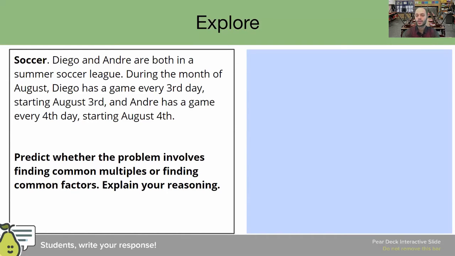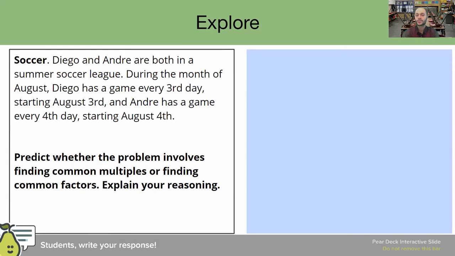So this question wants us to predict whether the problem involves finding common multiples or finding common factors. Explain your reasoning. Please pause the video and let me know. What do you think the difference is between common multiples and common factors? All right, welcome back. If you said common multiples sounds like multiplication, and so therefore we have to list multiplication tables for certain numbers, then you are correct. And if you said common factors requires us to divide numbers and break numbers down into their little components, into their factors, then you are correct as well.